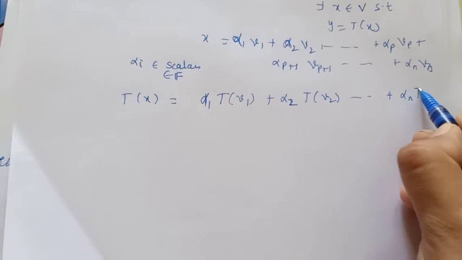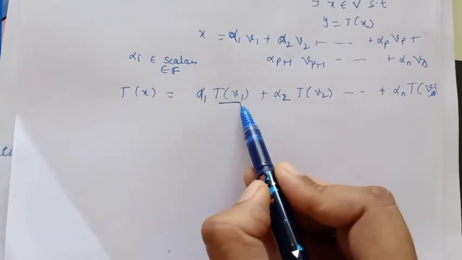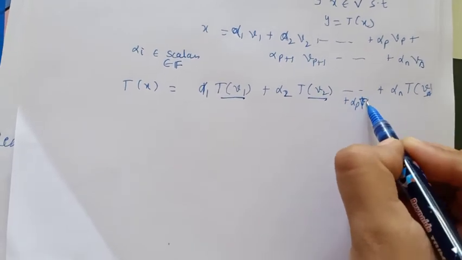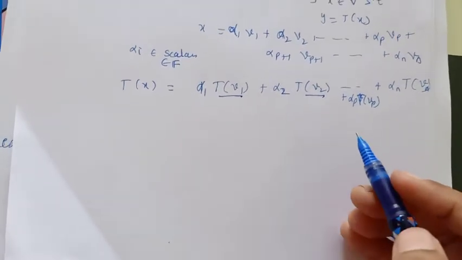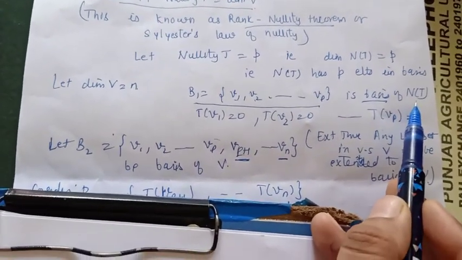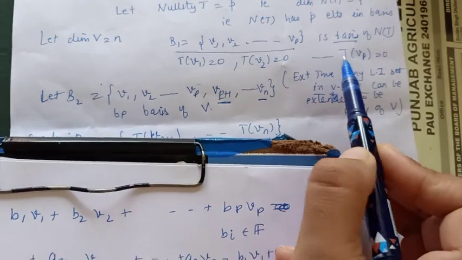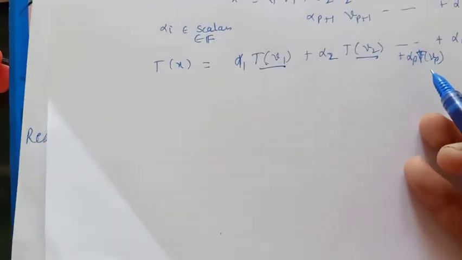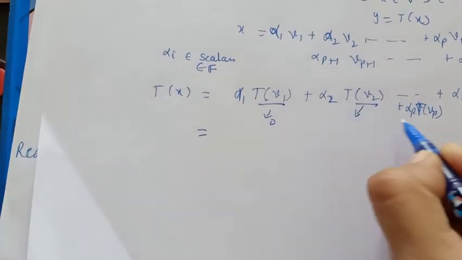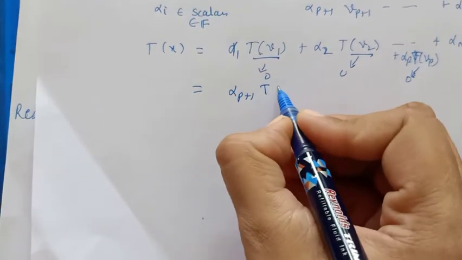So look, what we have done. Now observe what these v_i's were, up to v_p. These were the basis elements of the null space of T. This v_1 up to v_p is the basis of the null space of T. If it is a basis of the null space of T, it means their images will be 0. So all these terms up to v_p will be 0, and we will be left with the terms from p+1 onwards.